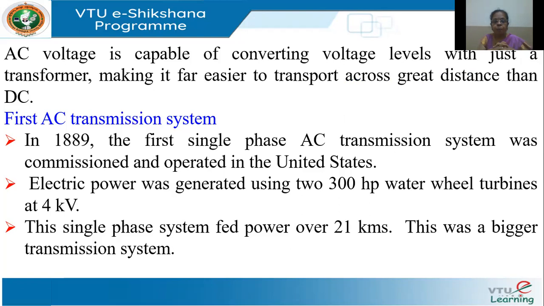The first AC transmission system was commissioned in 1889 in the United States. There were two water wheel turbines, on which our modern hydel plants are based. 300 HP is very small; today you're talking of hundreds of megawatts. But for a beginning, it was 300 HP water wheel turbines, and the generated voltage was 4 kV. The power could be transmitted over 21 kilometers, which was a big breakthrough compared to the 1.2 kilometers Edison achieved. So obviously this was a much bigger transmission system.